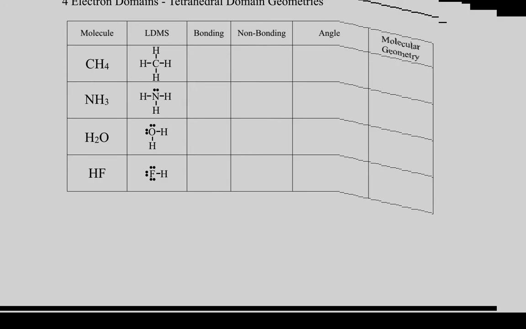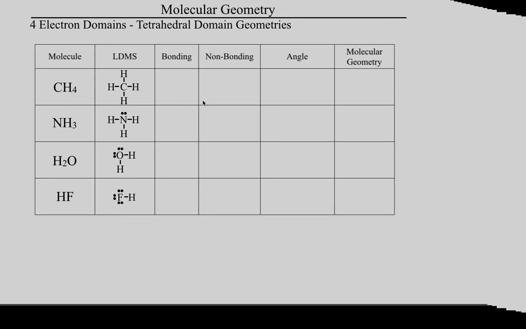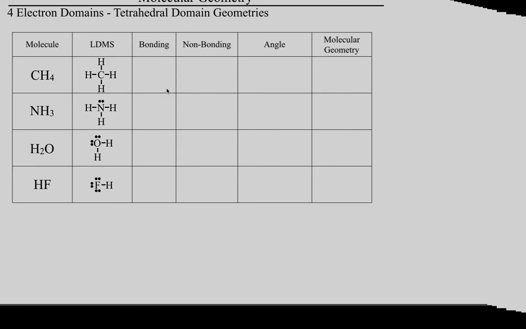Now let's pull this together. So guys, what we're going to do now is we're going to work to the right, and we're just going to go across. Do this with me. Looking at CH4, how many of those domains are bonding? Write it down. How many of those are non-bonding? 0. Good, good, good. You're doing it. So all 4 are bonding. None of them are non-bonding. And guys, this is what it looks like. See it? This is what this molecule looks like.